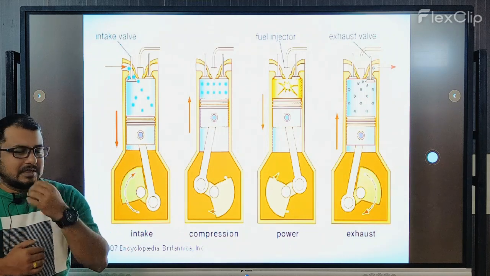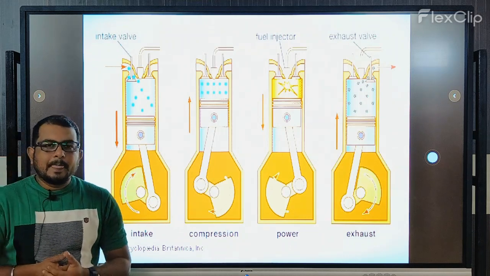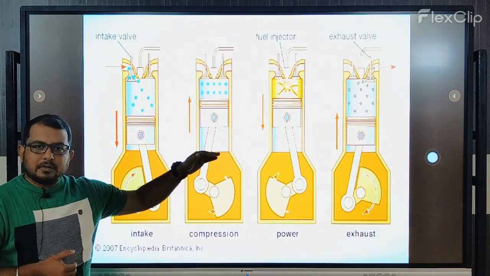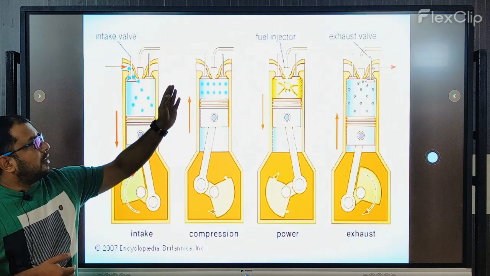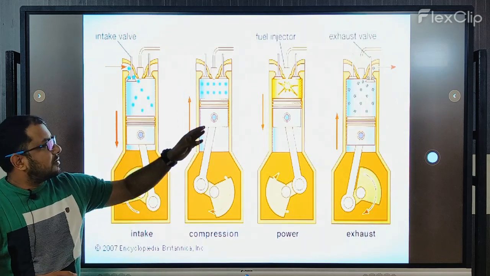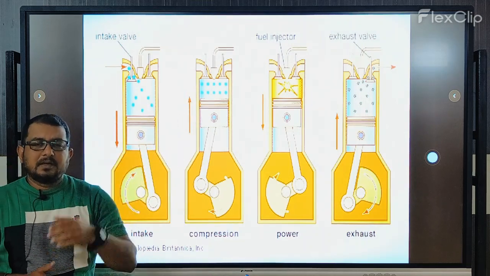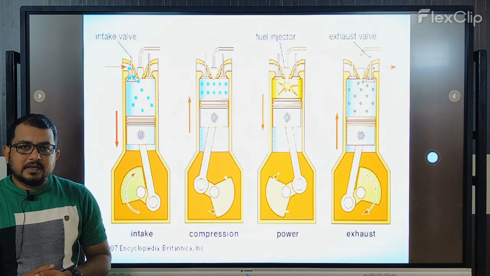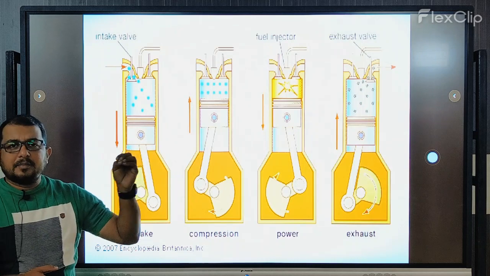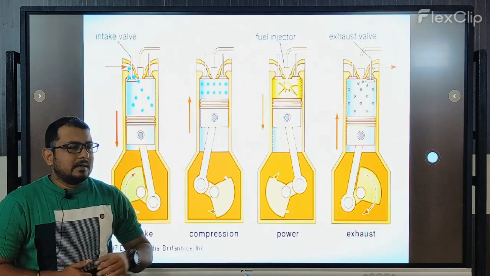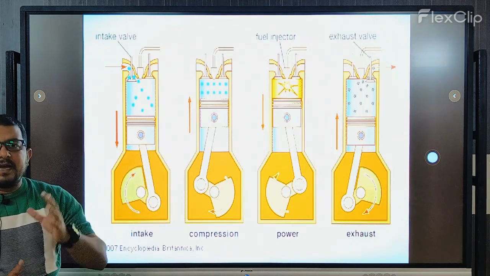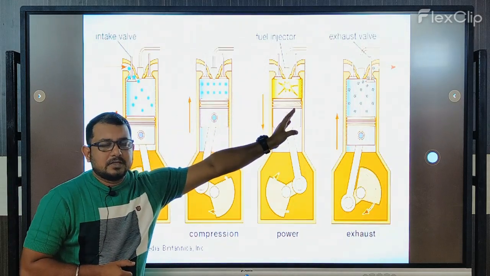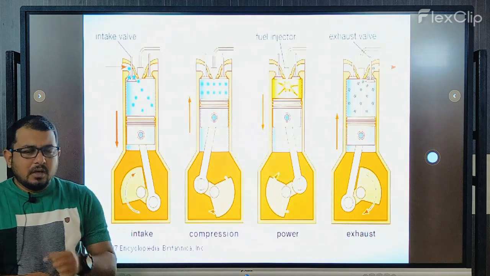Once the suction stroke is completed, our next stroke is the compression stroke. For that, the piston moves from bottom dead center to top dead center. All the valves are closed. So due to this, the pressure is developed. The temperature also increases, and due to the increase in temperature and pressure, the temperature rise is very high.